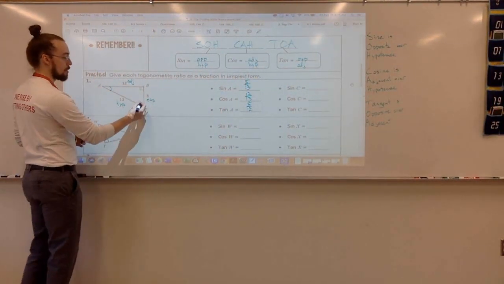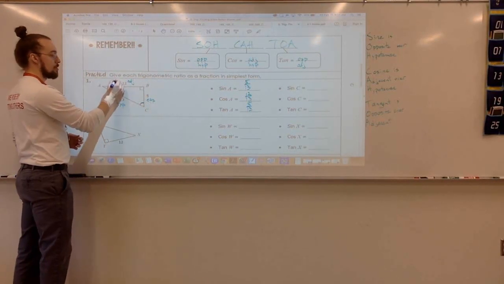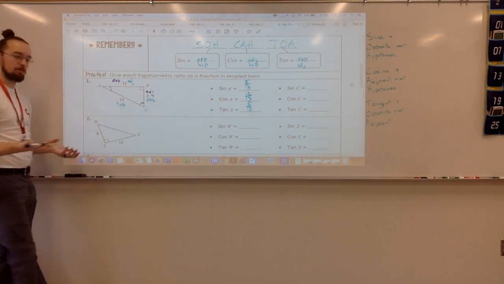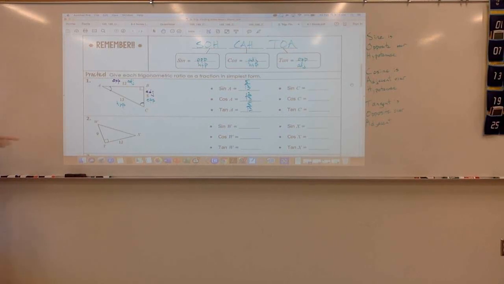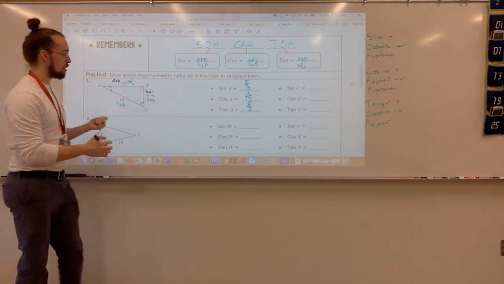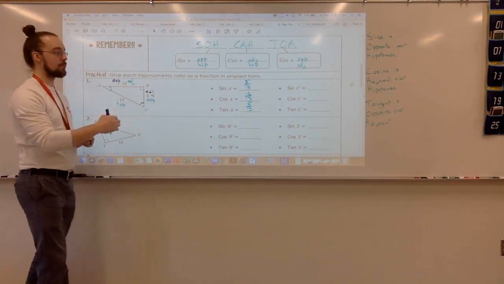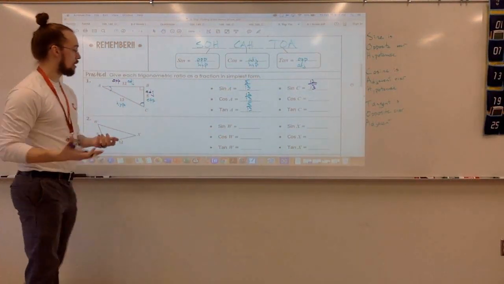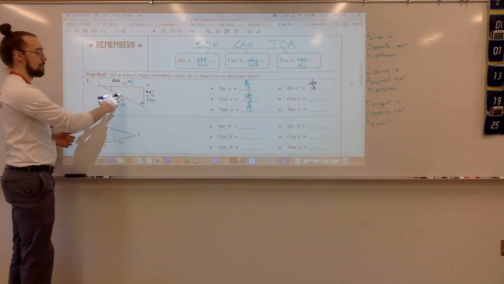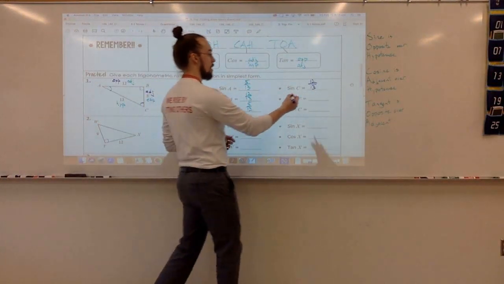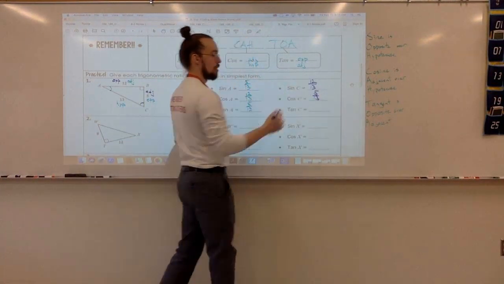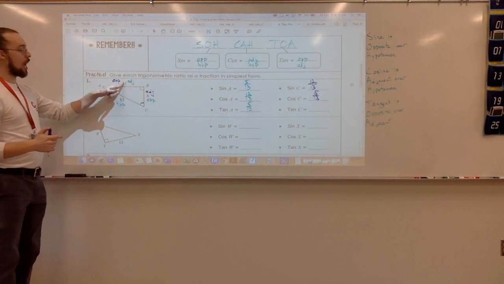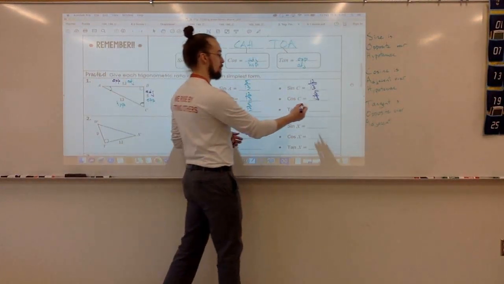All right, so now with respect to angle C, this is the opposite side. This is the adjacent side. Hypotenuse is still the hypotenuse. So the sine of angle C, opposite over hypotenuse, is 12 over 13. Cosine of angle C, adjacent over hypotenuse, is 5 over 13. Yeah, these end up just swapping. And tangent of C, opposite over adjacent, is 12 over 5.